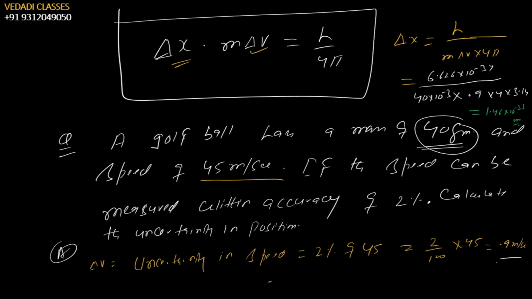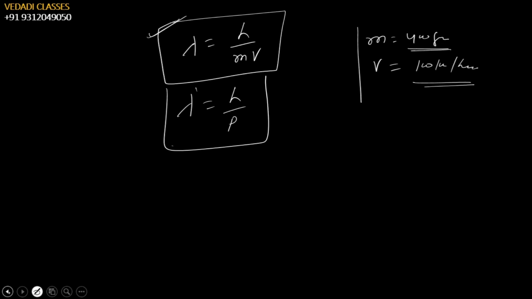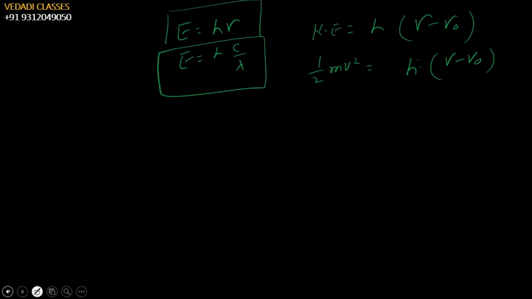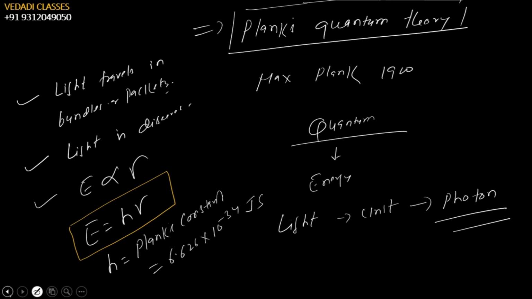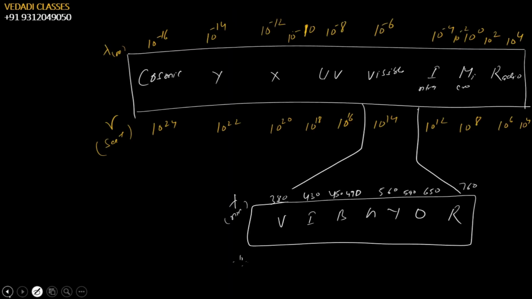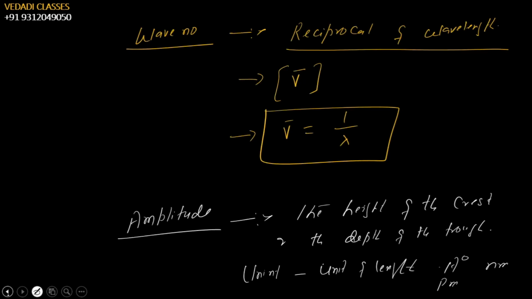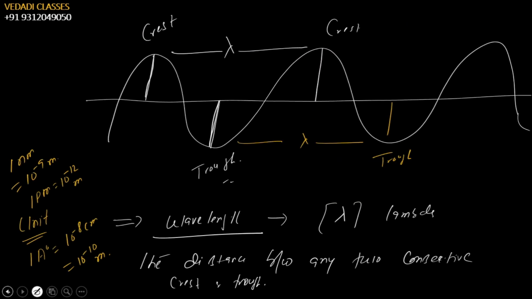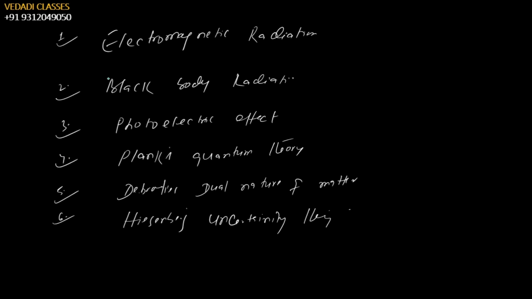So today we have covered so many things. Let's revise once, so it will be more convenient for you to understand everything. Today we started with the electromagnetic radiation theory. Then we covered black body radiation theory, then photoelectric effect, Planck's quantum theory, then de Broglie's dual nature of matter, and Heisenberg uncertainty principle.